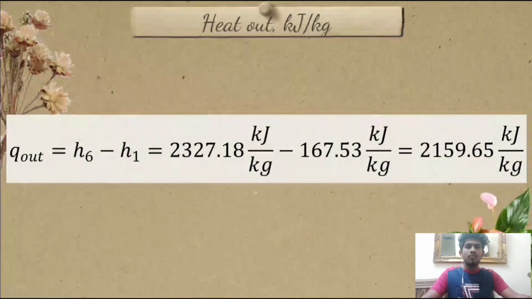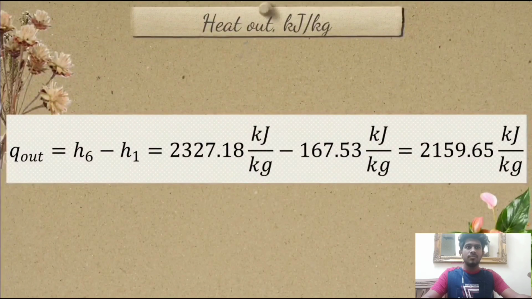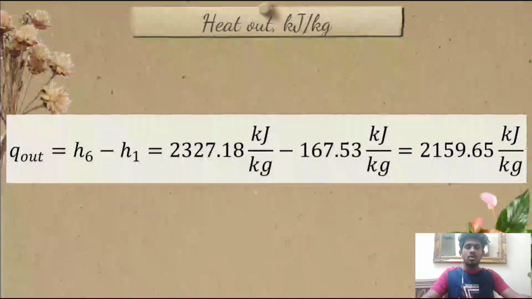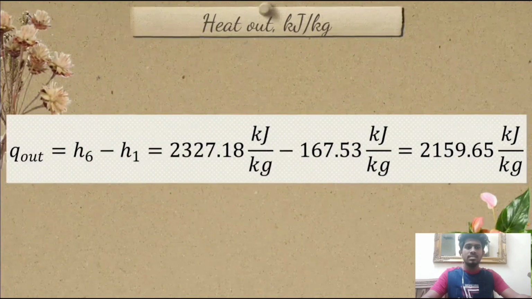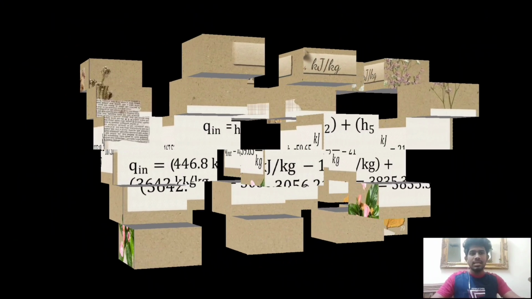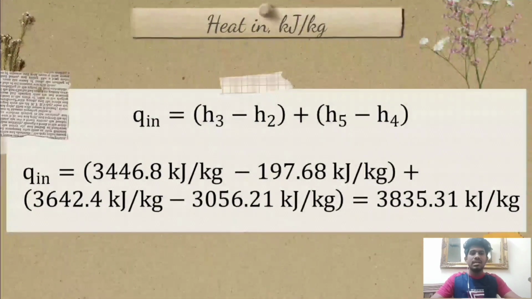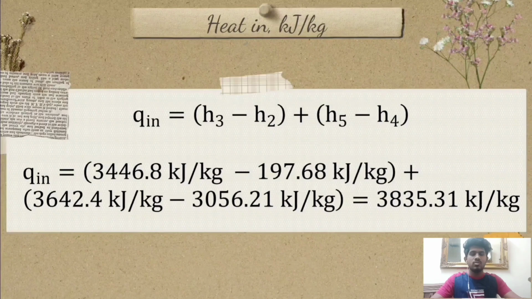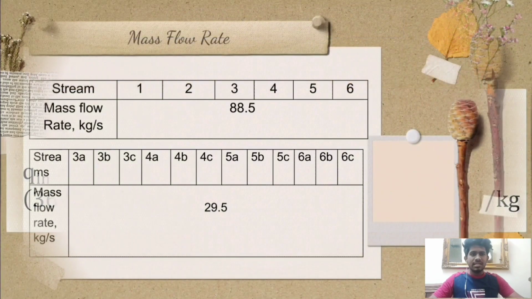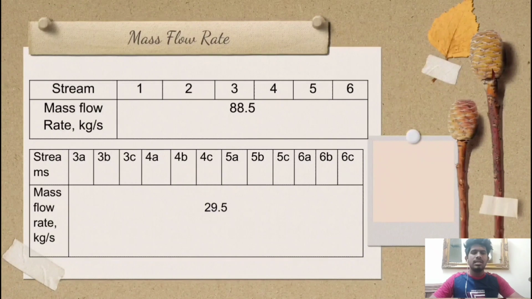Next, the heat out of the condenser is 2159 kJ per kg, which can be computed by finding the difference between H6 and H1. Heat in into the heat exchanger is 3835 kJ per kg, which can be calculated by using the formula shown in the slide above. We set the mass flow rate for the steam to 88.5 kg per second for main streams. For the streams that were separated by the separator, each stream contained 29.5 kg per second of fluid.